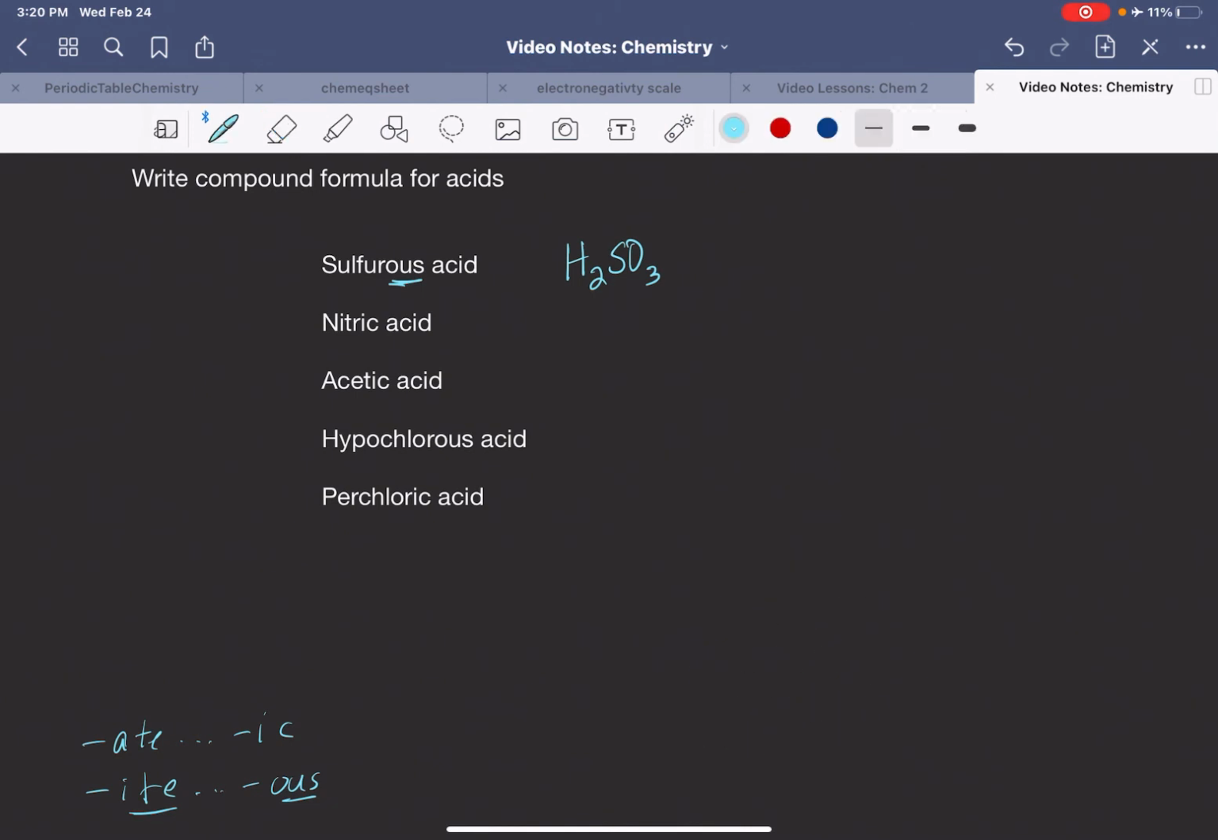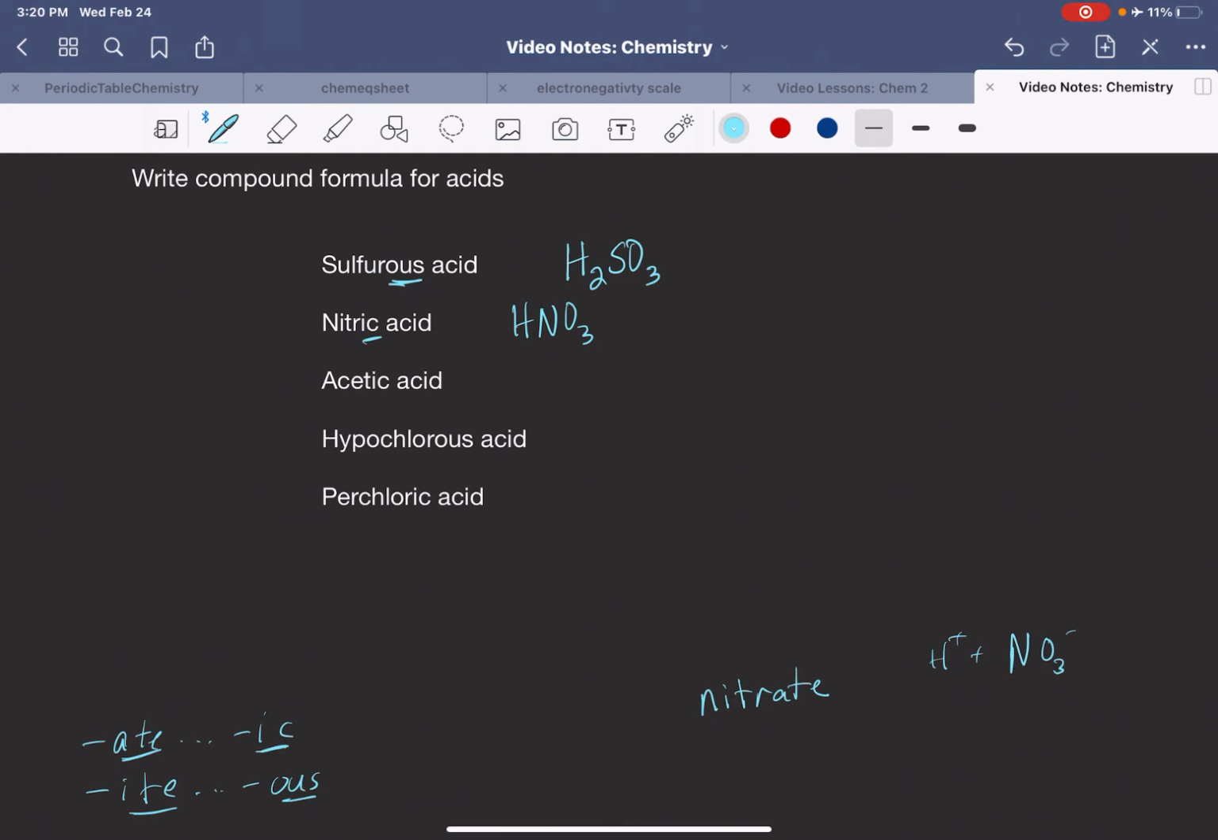Then we've got nitric acid. It ends in -ic, so we must go with the -ate. So nitric, if we go backwards, must have been nitrate, right? And nitrate we know is NO3 negative if it's combined with an acid, or with hydrogen ions. So that's where we would get HNO3 for our formula, right?